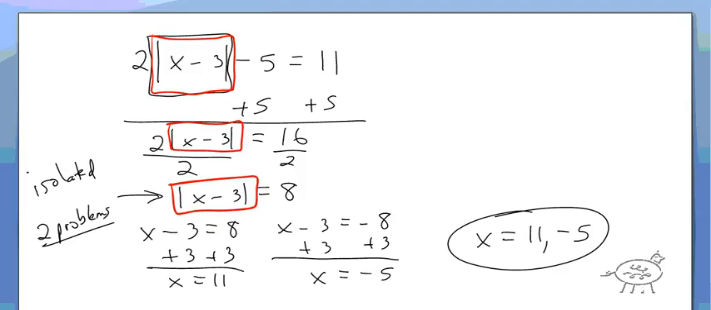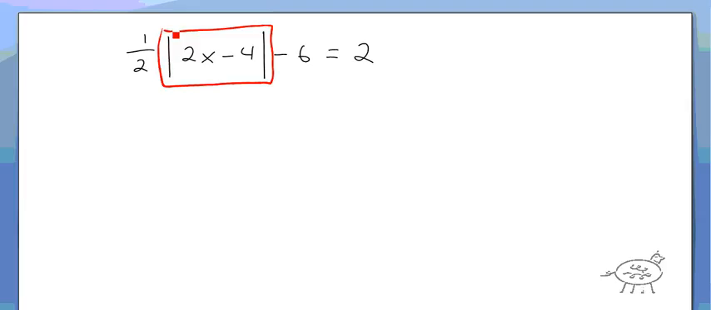All right, so let's do another example. If I have 1/2 times the absolute value of 2x minus 4, close the absolute value, minus 6 is equal to 2. Okay, so once again, this right here is never to be touched until you get to where you have to break it up.